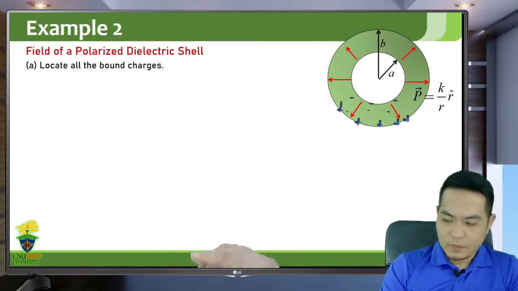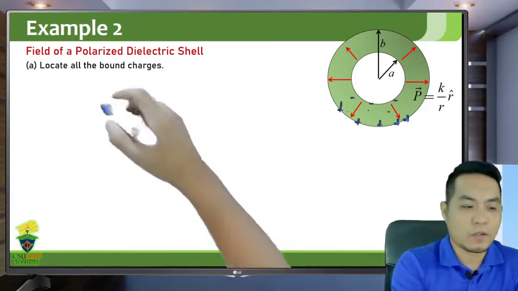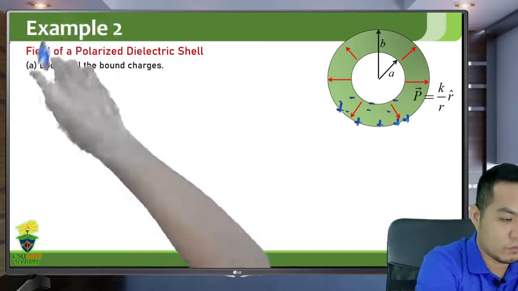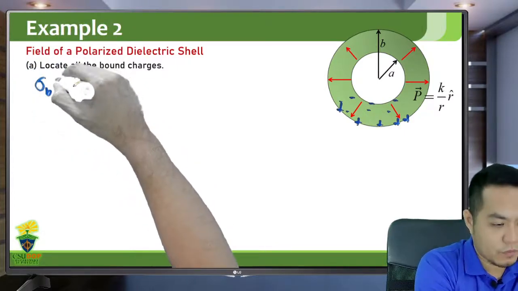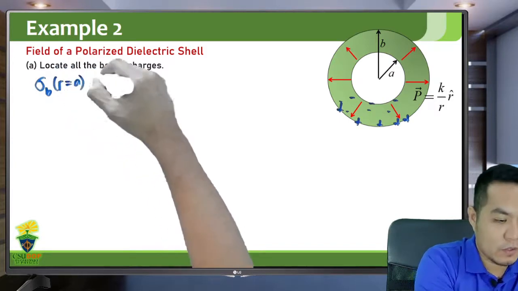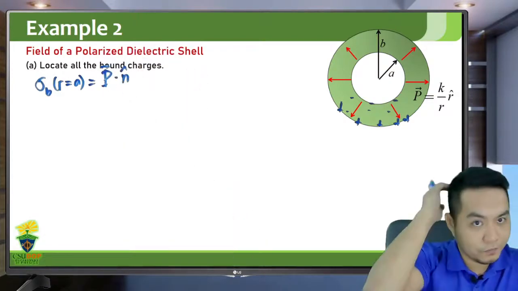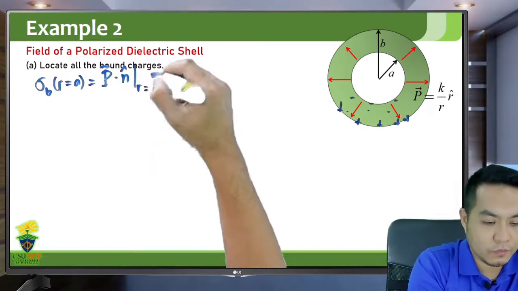Okay. So let's first locate the bound charges. Let's start with the surface charges. So let's start with the first surface, R is equal to A. So at R is equal to A, it's just the polarization dot n hat evaluated at R is equal to A.